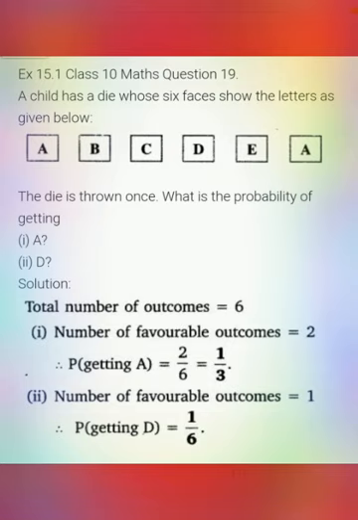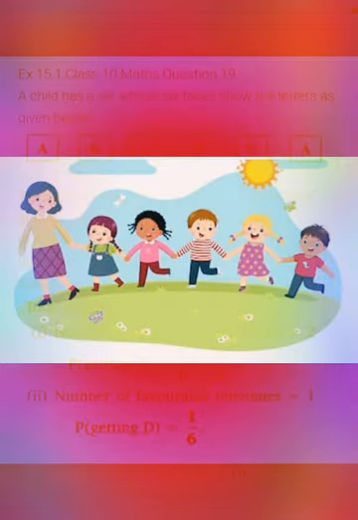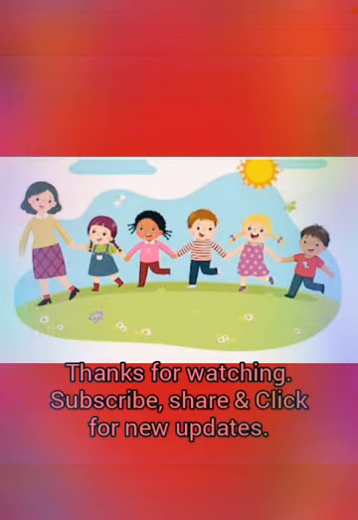And the second part of the question is, what is the probability of getting the alphabet D? D has come only once. So the favorable outcome is 1. Total outcomes is 6. So the probability is 1 by 6. And question number 20 in your NCERT textbook is from exercise 15.1, which is not from the exam point of view, so that has been excluded.